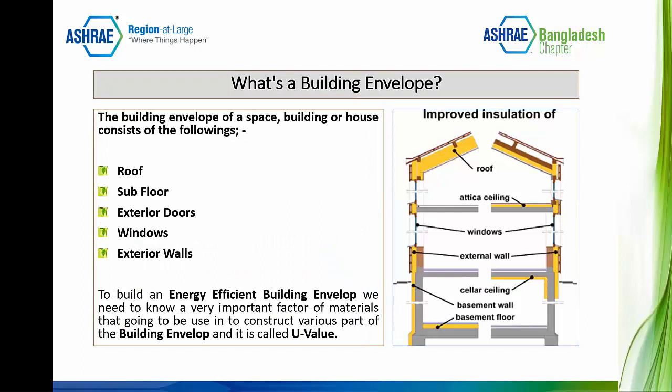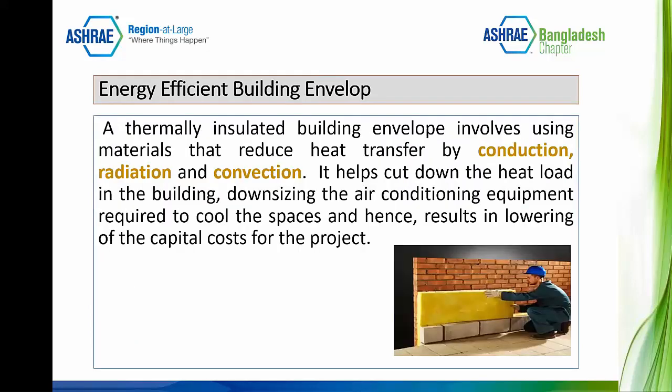So this is the building envelope: roof, subfloor, exterior door, window, and exterior door. Let's see how we can improve this envelope. Okay. So see this particular picture, there's insulation. There's a 5-inch wall and they're using insulation. And inside that, they're going to put some cement block.